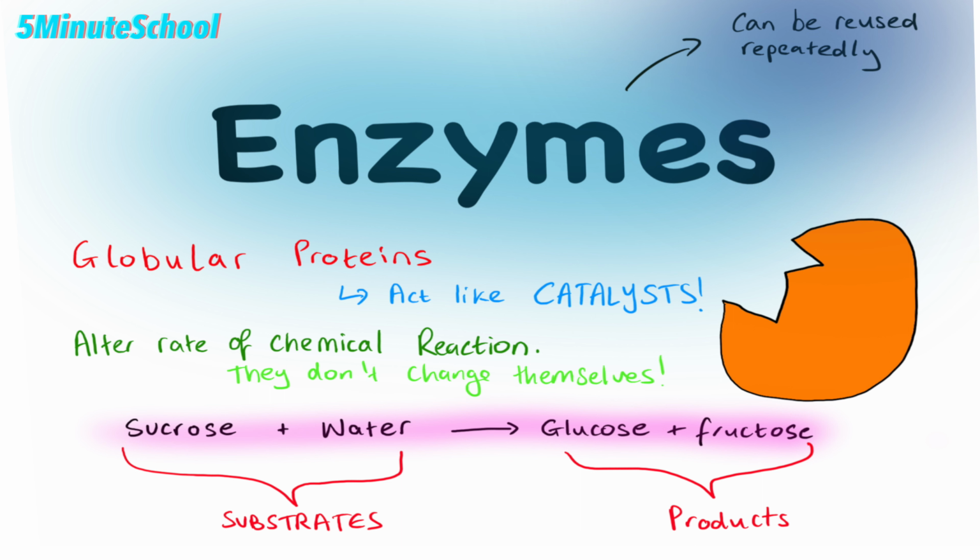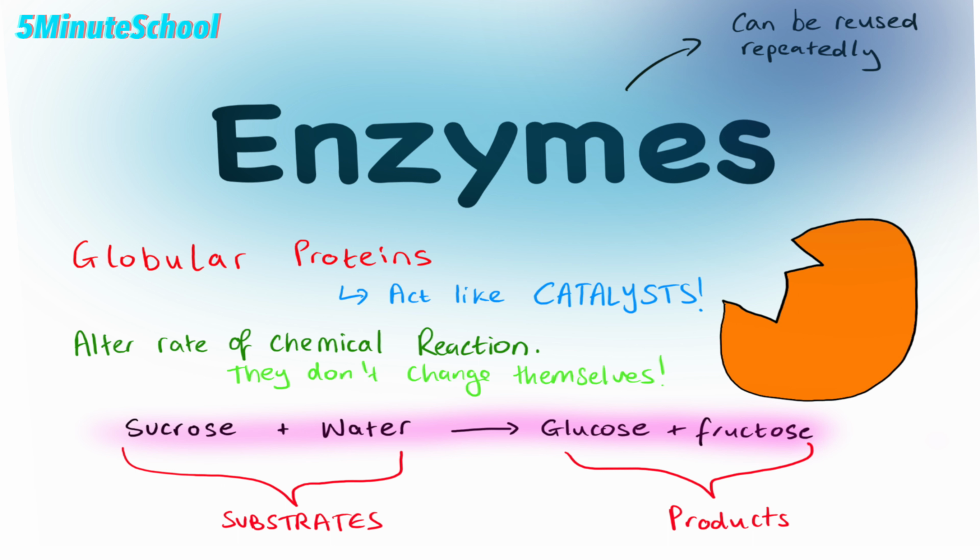Enzymes are globular proteins and they're known as catalysts, which means they speed up the rate of a reaction. They're quite small in size, they can be reused again and again, so they're quite effective. In today's video, my goal is to explain how they work and what factors affect them.